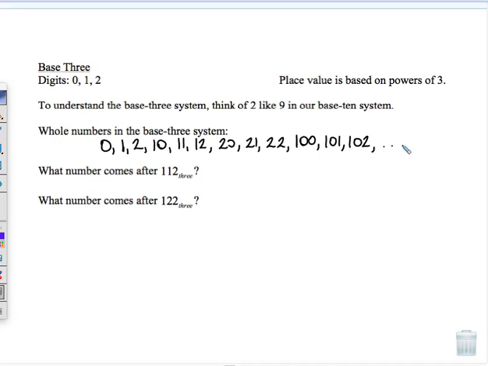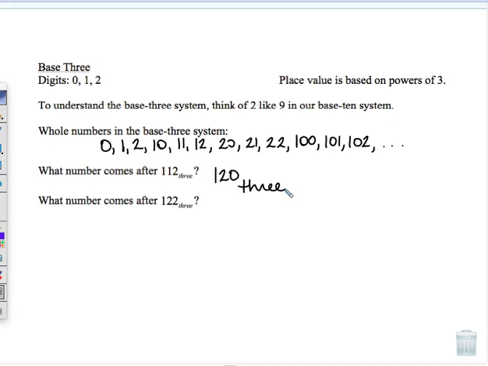If I ask you what number comes after 112, base 3, there is no such thing as 113 in base 3. We're about to get 3 more units. See, we had 100, and then we had 101, 102, 110, 111, 112. There's not 113. My next digit would be 120, base 3. What comes after 122? Well, there's no such thing as 130.